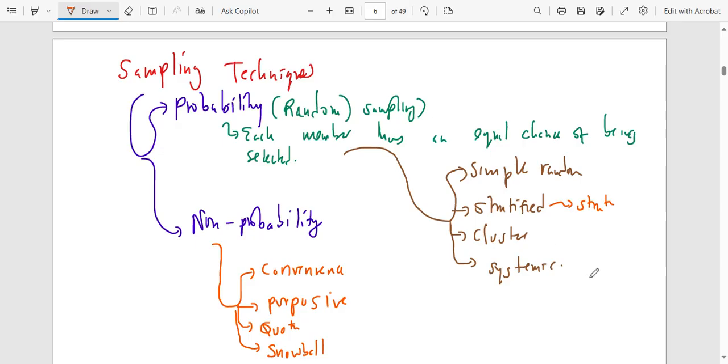Okay. And then for systematic sampling, what you do is get samples at a regular interval. For example, you'll be counting 1, 2, 3, 4, 5. The fifth person will be part of your study. The next 1, 2, 3, 4, 5, the fifth person is part of your study. And then the next, just like that.